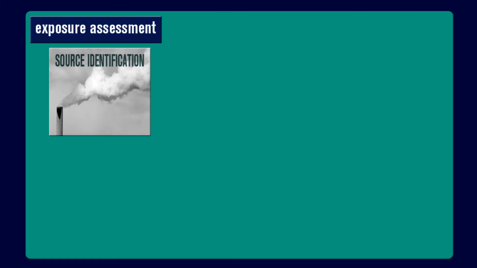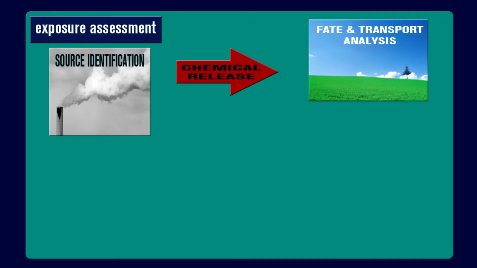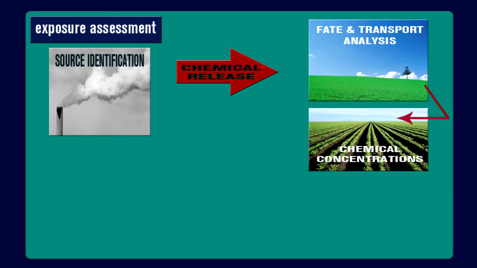We call that source identification. We also establish how the chemical is released. Then we establish how the chemical moves through the environment, usually in the air, and most of the time, at least in our program, we do that via models. This gives us a chemical concentration in whatever media that we are looking at. Again, I just use the example of air.